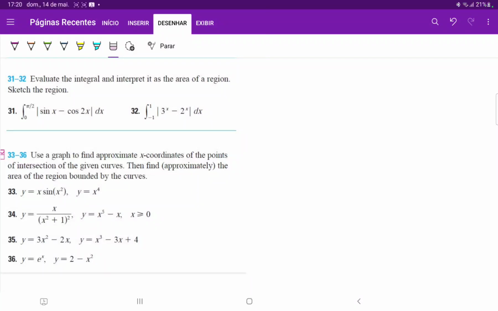So for 32, we have to sketch the region, interpret the area, and then evaluate the integral. So we're going to do it in a multi-step process where first we'll draw each curve, we'll then add it, take the absolute value, and finally we will integrate it. So let us draw the function. First we'll begin with 3 to the power of x.